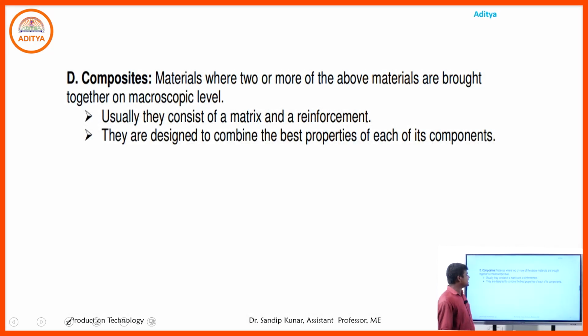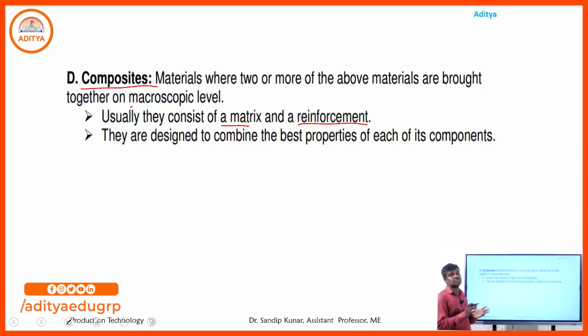Composite materials. In this case, two or more of the above materials are brought together at a macroscopic level, which means the above mentioned materials are added together to form composite materials. These materials consist of a matrix and reinforcement, and as per our requirement, we design them to get the best properties for particular applications.